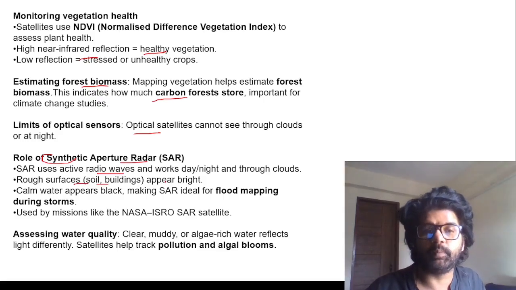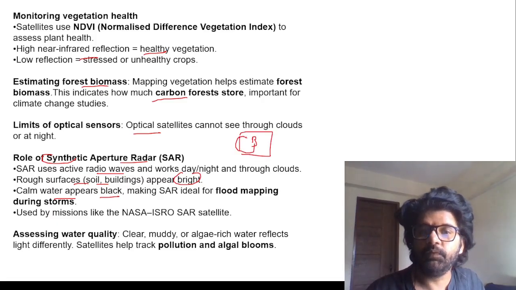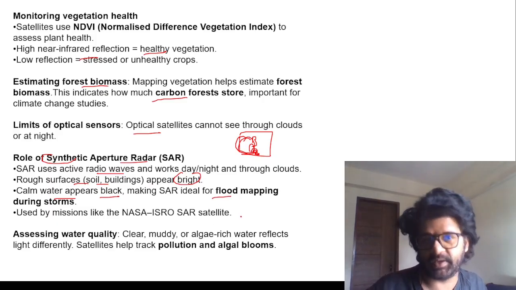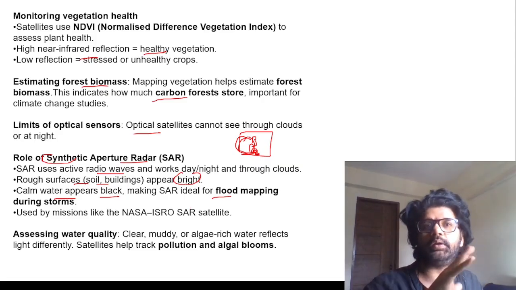Rough surfaces, soil, buildings, they appear bright. Water surfaces, they appear black. So let's say on a particular bright surface, if we are seeing more and more patches of black, that means water is coming inside this region. That means flood is happening, right? So that's how they understand stuff.